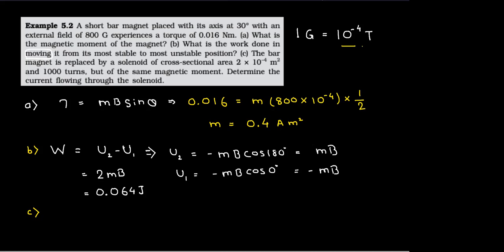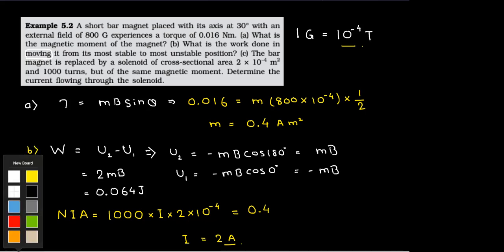The bar magnet is replaced by a solenoid, but with the same magnetic moment. Determine the current. Simple, na? NIA is the magnetic dipole moment. Number of turns is 1000. Current is I. Area is 2 into 10 raised to the power minus 4. This should be equal to 0.4. So current will come out to be 2 amperes. Simple, straightforward. All right.